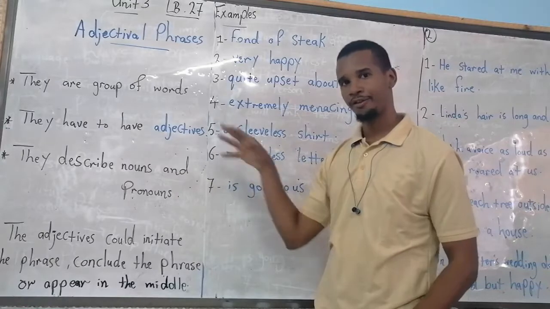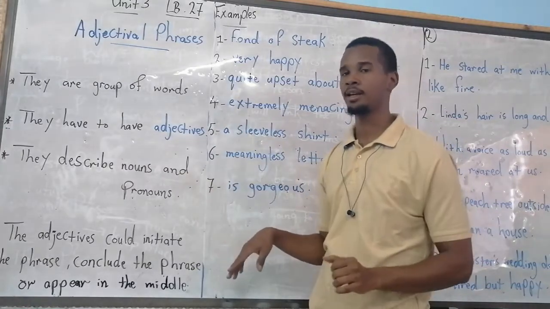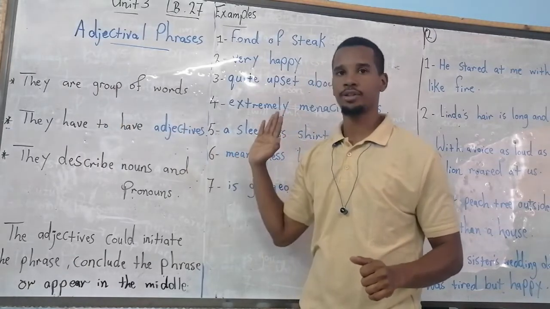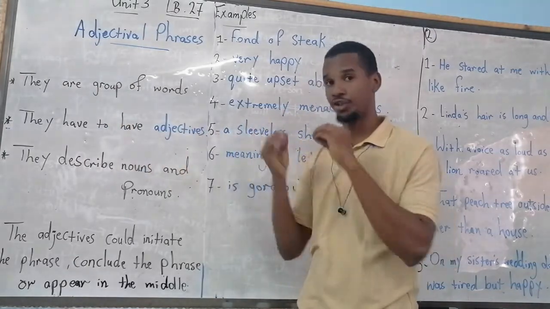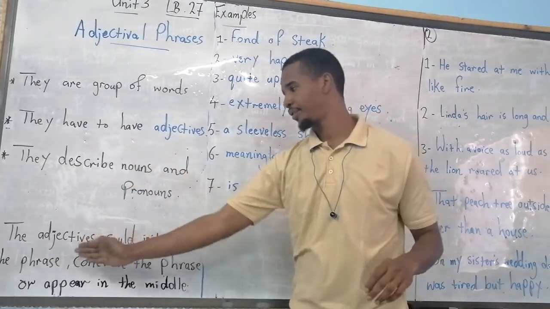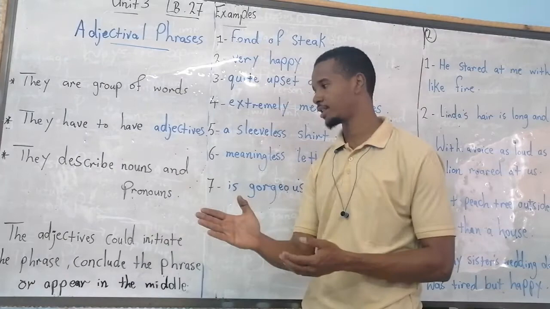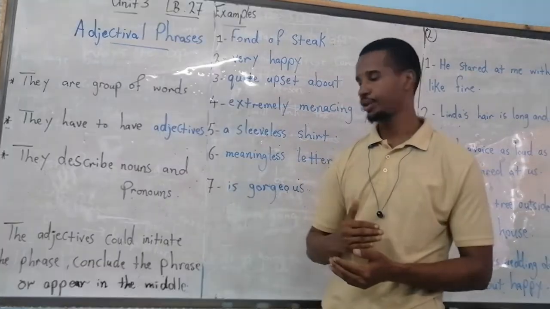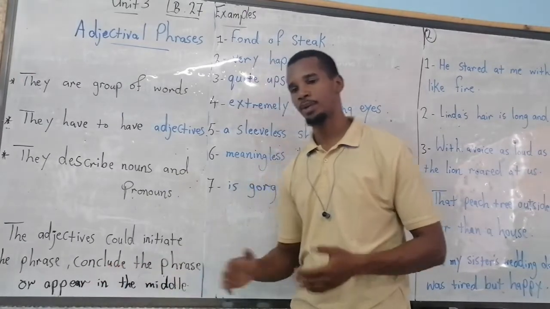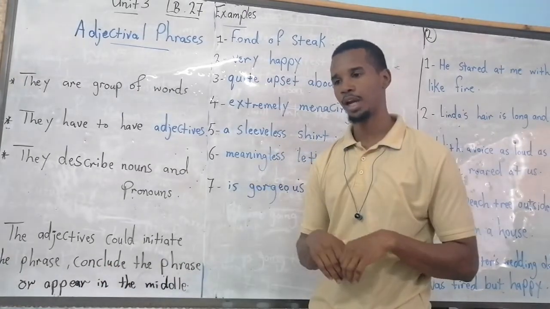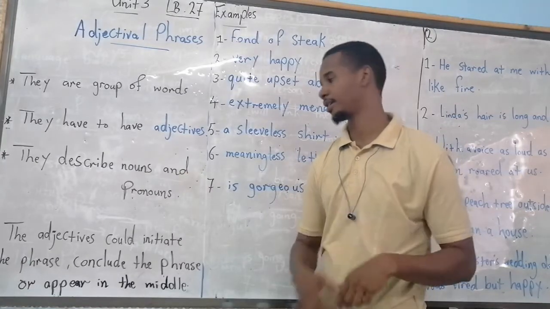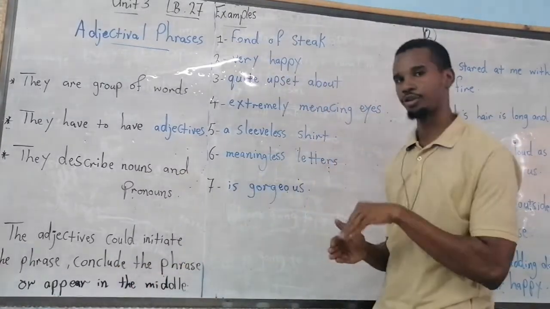Got the points? If you memorize these points, it'll be easier to know the adjectival phrase. They are a group of words. They have to have adjectives. They describe nouns and pronouns. The adjectives could initiate the phrase, conclude the phrase, or appear. Appear, you know what appear means? If something appears, it shows, right? It manifests. It's there. You can see it. Or appear in the middle of a sentence.